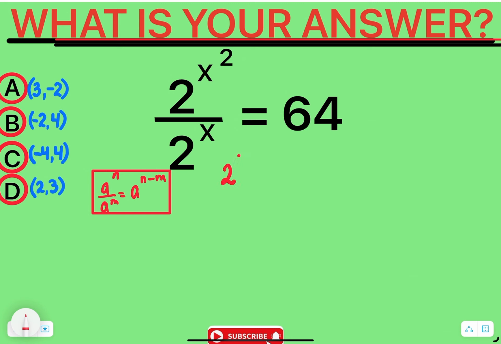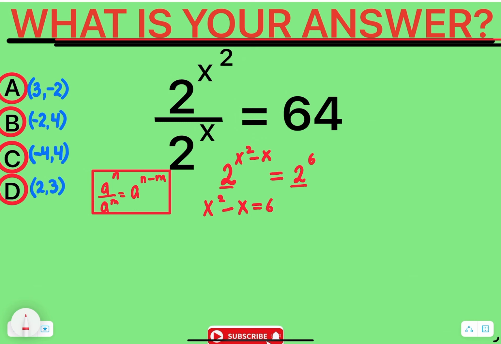We can write down 2 to the power of x squared minus x equals, and 64 is 2 to the power of 6. If you multiply 2 by itself 6 times, you will get 64. So we made both sides the same base. That's the important part of algebra. If you can make them the same base, you can solve the exponents. If bases are equal, exponents are also equal to each other.